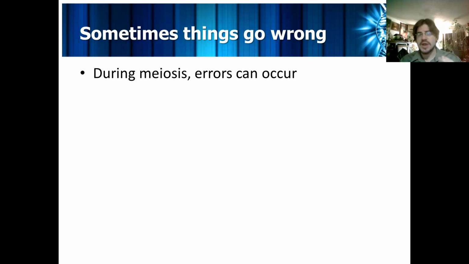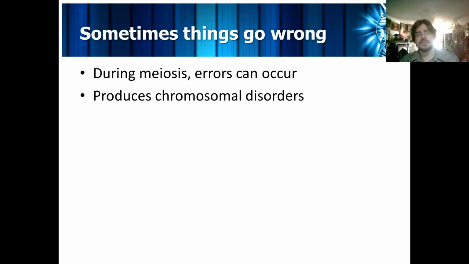One can occur during anaphase one, and that's a failure of homologous chromosomes to separate. The other can occur during anaphase two, and that's a failure of the centromere to separate. So in anaphase one, the tetrad can fail to separate, and in anaphase two, the centromere can fail to split. What does that mean? Well, when that happens, you produce chromosomal disorders. Let's take a look at these chromosomal disorders.